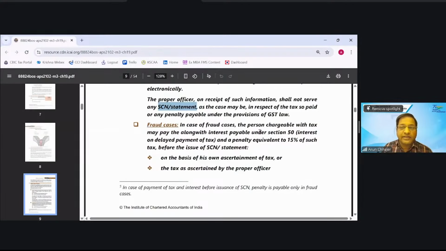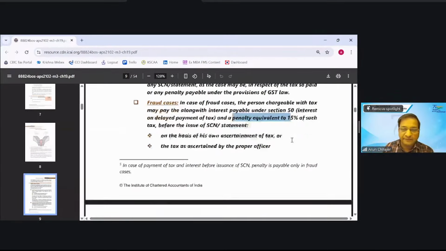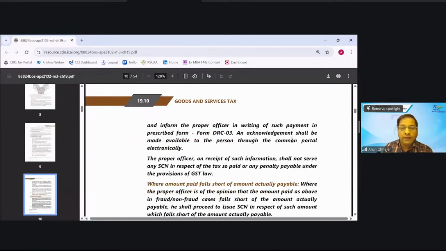In case of the fraud case, the person chargeable with the tax may pay along with interest under Section 50 and penalty equal to 15% before the issuance of the show cause notice and statement. मतलब अगर नॉन फ्रॉड केस है तो पेनल्टी कितनी लगेगी? No penalty. अगर फ्रॉड केस है तो पेनल्टी कितनी लगेगी? Minimum 15% will always be there. Again, the rest part is same.